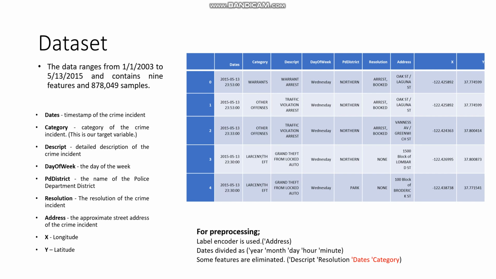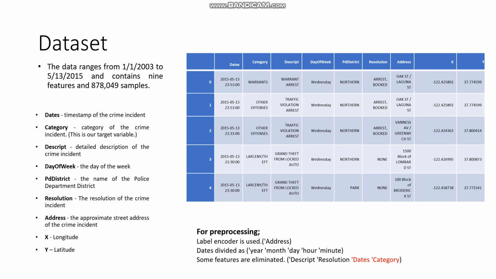In this project, I prefer to use the Kaggle San Francisco crime dataset. You can see some of the data in the table. This dataset has nearly 870,000 data, and it has 9 features like date, category, day of week, name of police department, and so on. And first, I applied some preprocessing operations to my data.